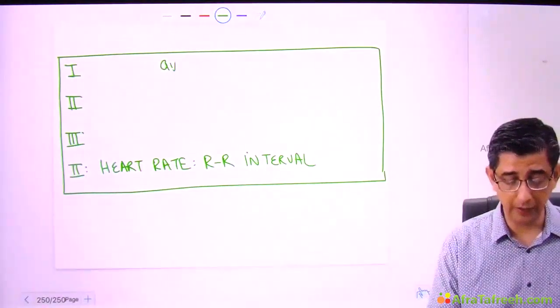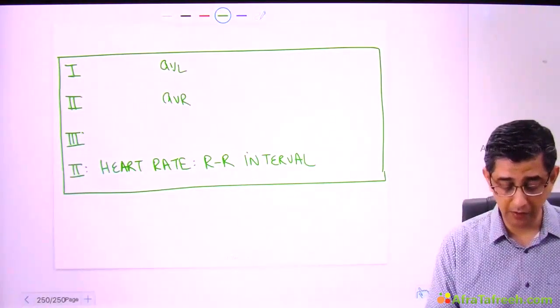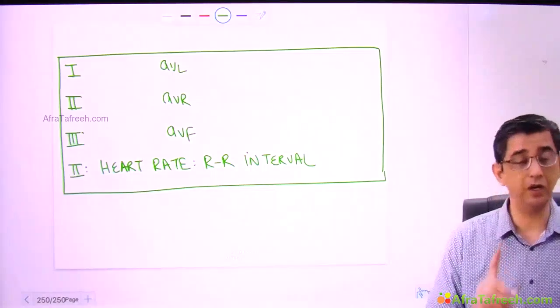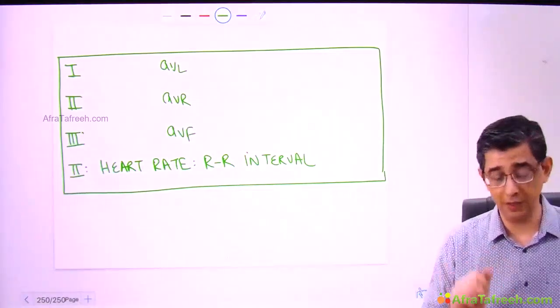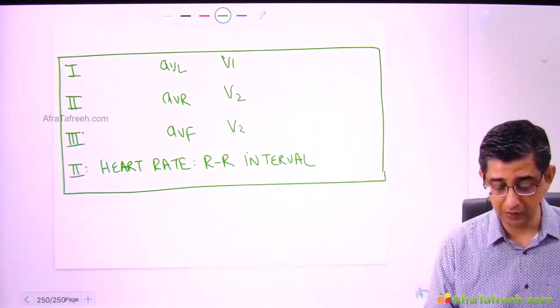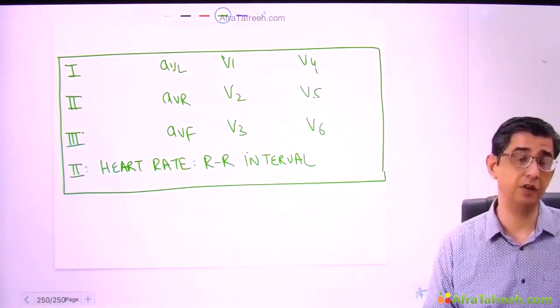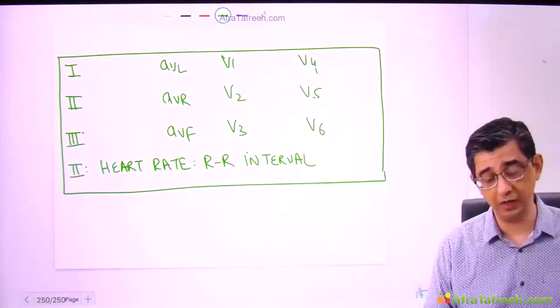Then will be the augmented leads information that would be given. That is lead number AVL, AVR and AVF. And as I told you, AVR, the P wave and the T wave will always be upside down. Then will be the chest leads, that is V1 to V6 respectively, with V5 and V6 scanning the lateral surface and V1, V2 scanning the septal area and some part of the right ventricle.